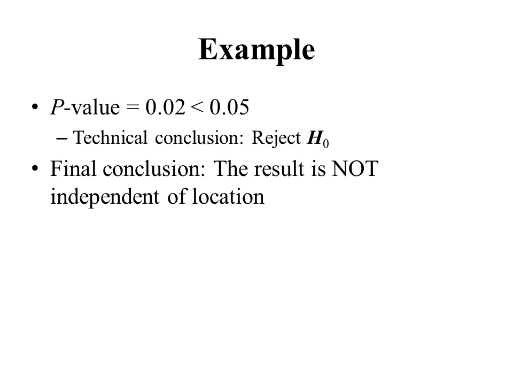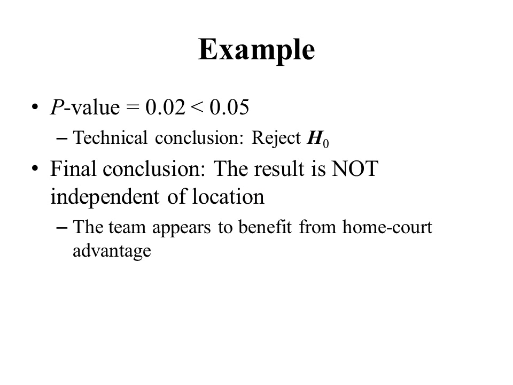The last step in any hypothesis test is to state the final conclusion. So remember, the null hypothesis was the statement that result is independent of location. So if we reject that statement, that means that the result is not independent of location. So that means that there appears to be a relationship between the result and the location. So in even less technical terms, that means that the team does indeed appear to benefit from home court advantage.